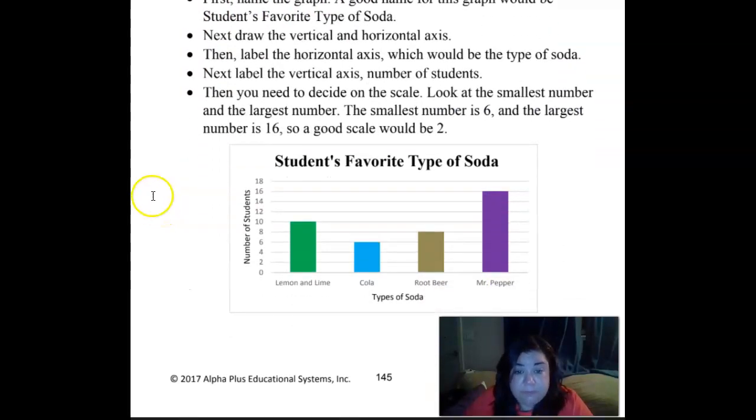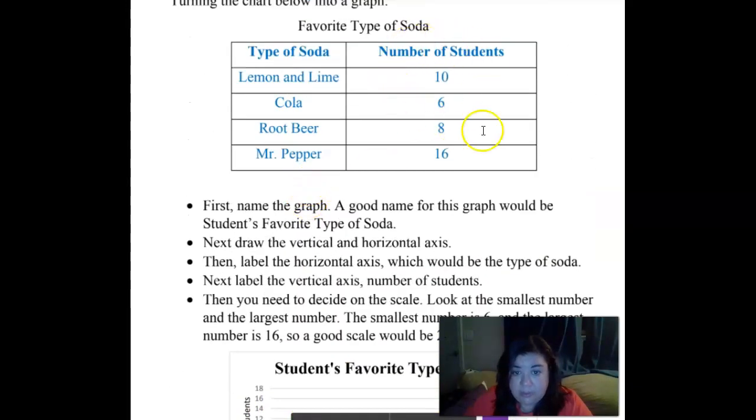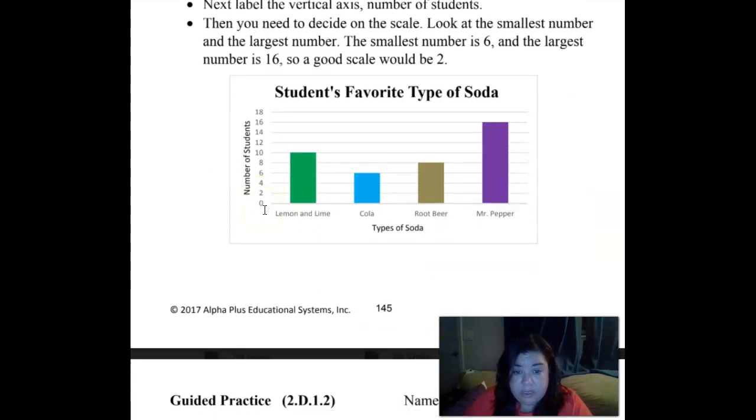So let's look here. Here's the name of it. Now this is the vertical axis. Repeat after me, vertical axis. And horizontal axis. Say horizontal axis. Those are really big words to learn, and kind of fun to say. So we have a vertical and horizontal axis. The vertical axis is going to be the number of students. See up here? Number of students. And then the horizontal axis will be our types of soda, okay?